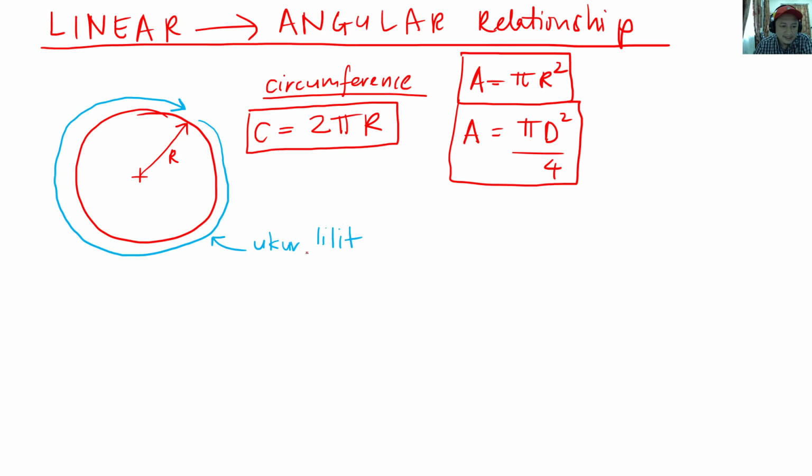So from this formula, basically, you can get theta. Theta at circumference is actually theta, right? Am I right? But in angular form, angular format. So theta is actually the distance. 2 pi r is circumference.